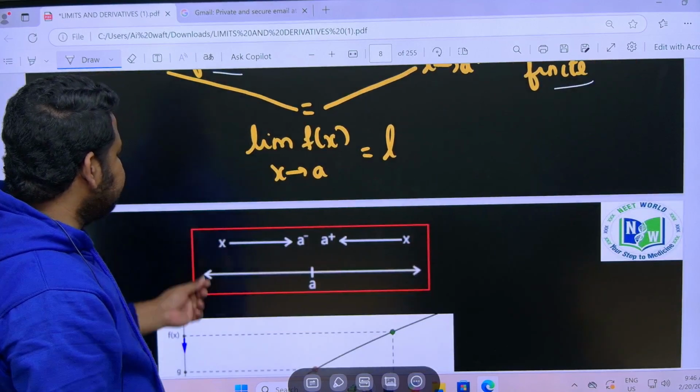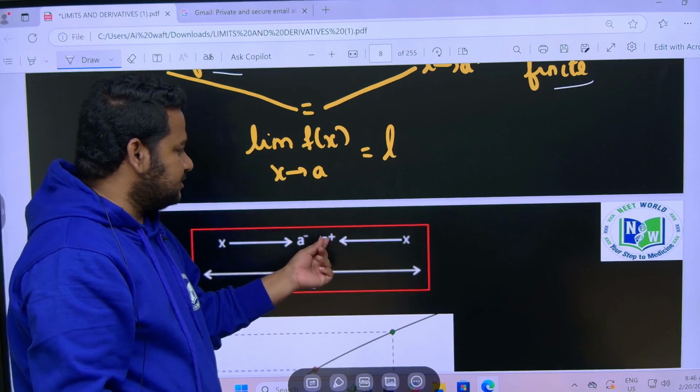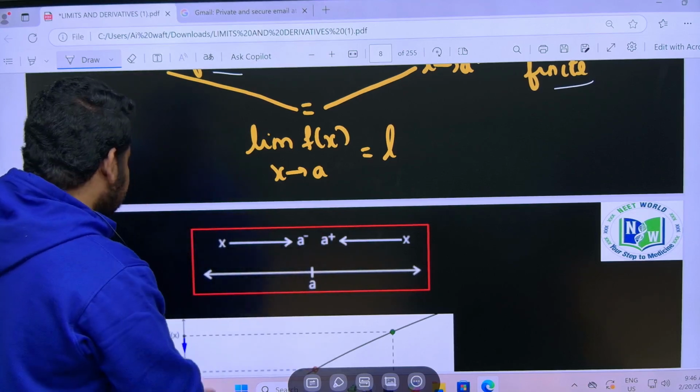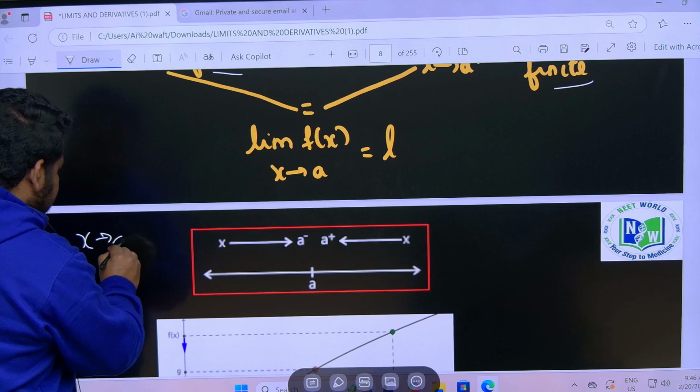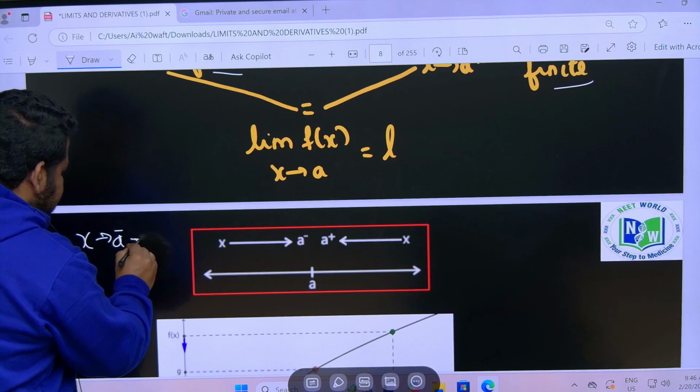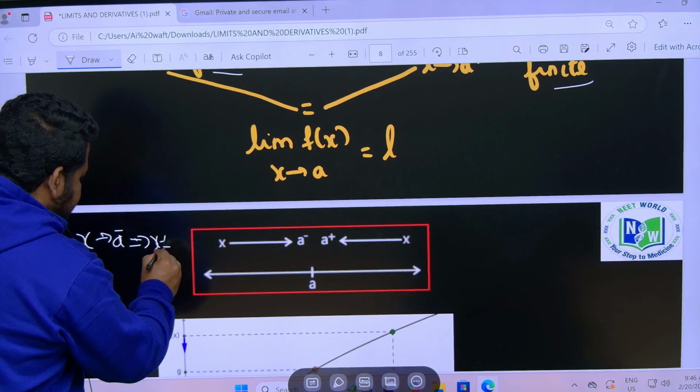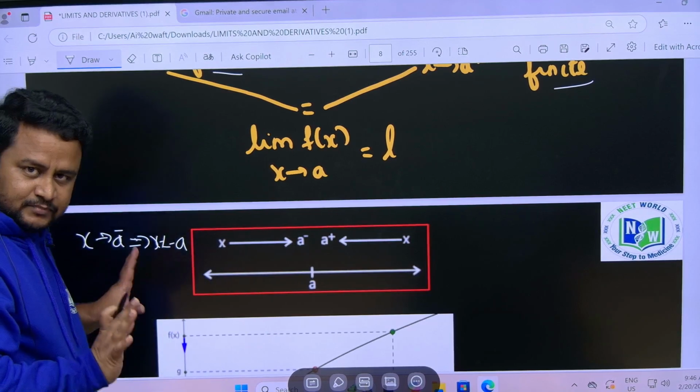Now what do you mean by x tends to a minus, and x tends to a plus? You must understand that x tends to a minus does not mean that x is equal to a minus. This you should know.